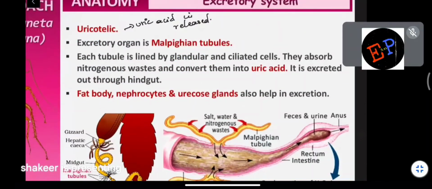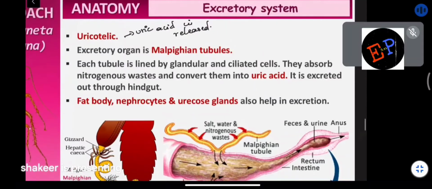Okay. Next, coming to the excretory system. So they are uricotelic. What is meant by uricotelic? They release the waste to the atmosphere in the form of uric acid, then they are called uricotelic. And what is the main component of uric acid? Nitrogen is the main component of uric acid.